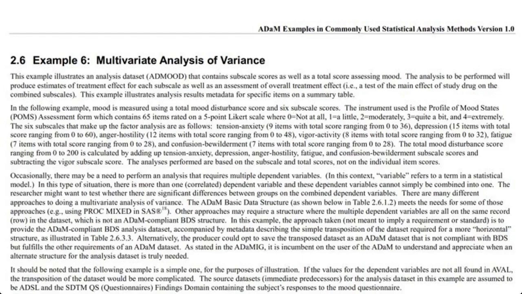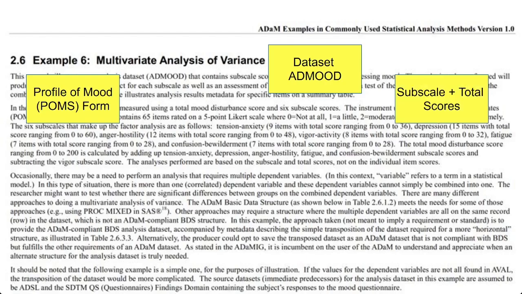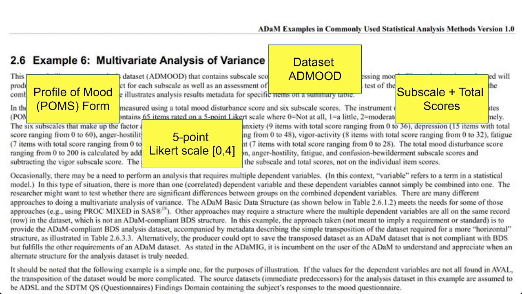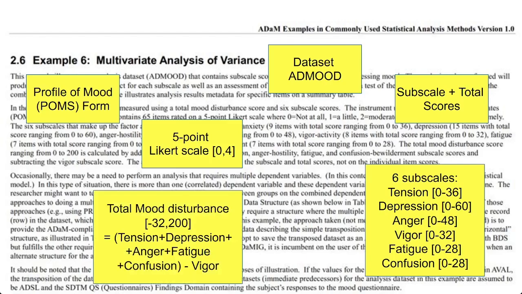So for example, when you read the text, it talks about this ADMOOD ADaM data set, where we're going to analyze the profile of mood forms that are collected at baseline and week 6, the POMS, and we're going to analyze the subscale and total scores. The data is collected using a 5-point Likert scale, which goes 0 to 4. It defines what the subscales are, tension, depression, anger, etc. And it also defines how they are summarized from the Likert data, and it defines what the total score is and how that's calculated from the subscales.